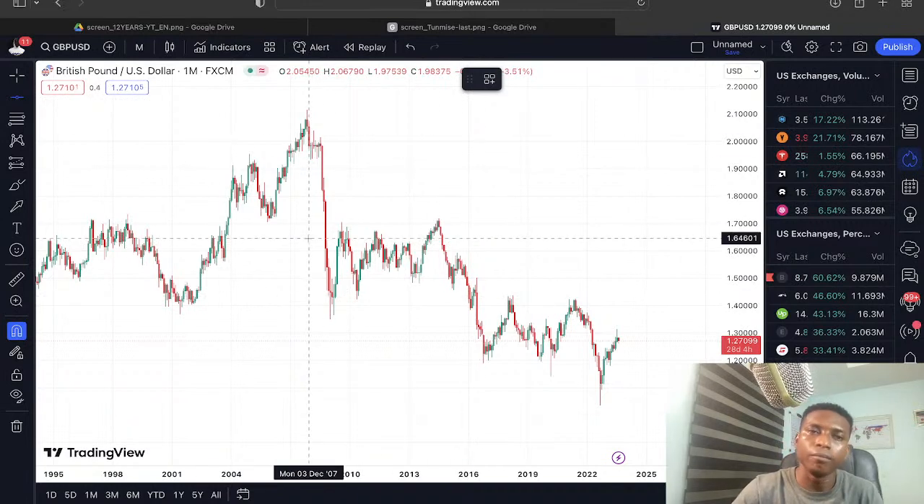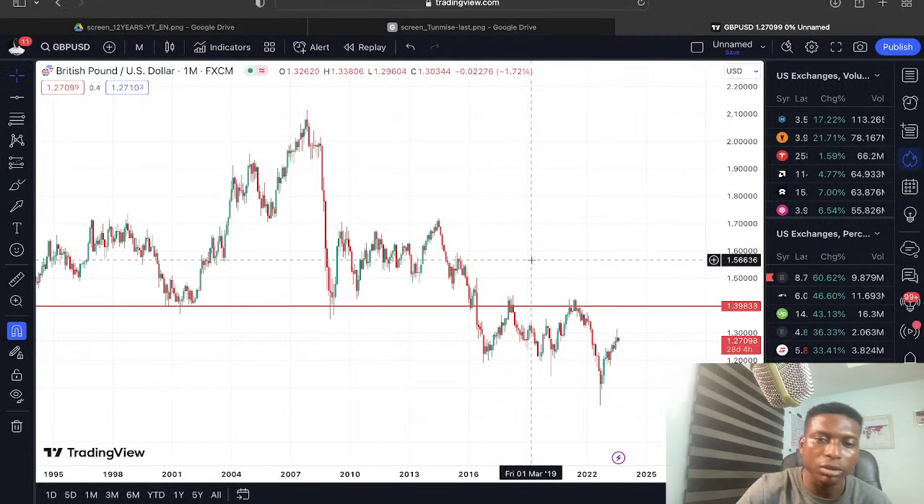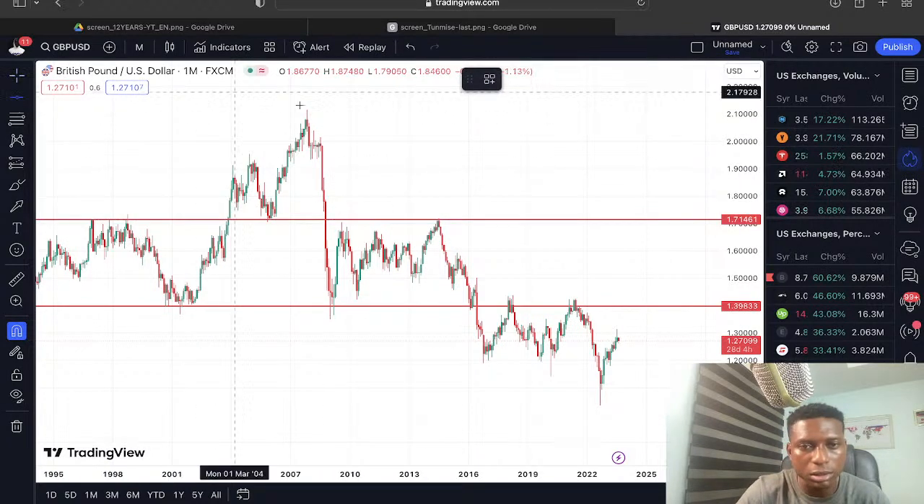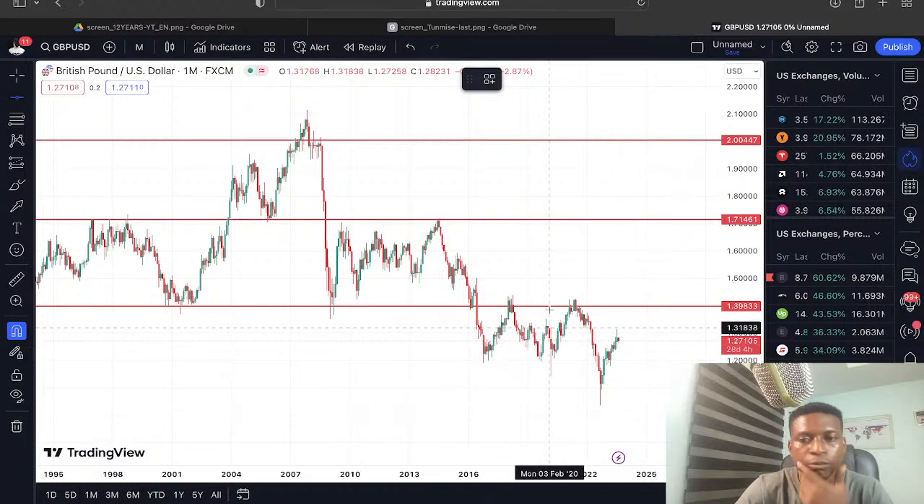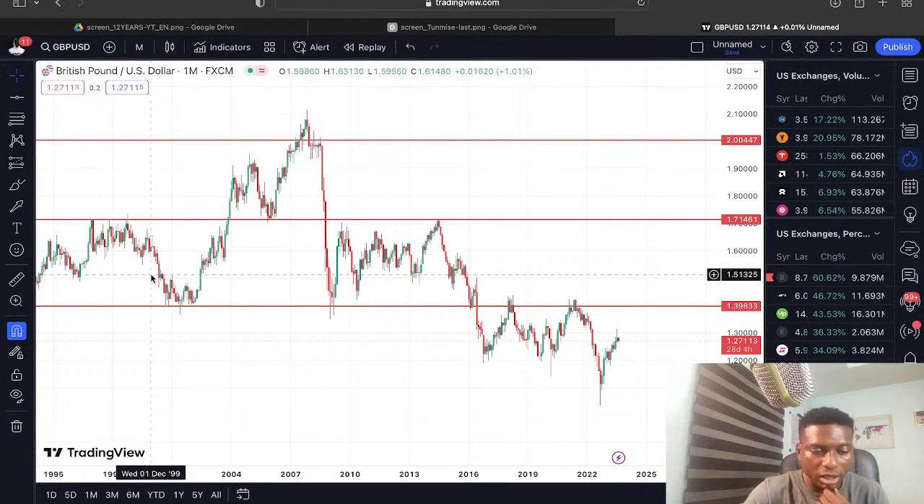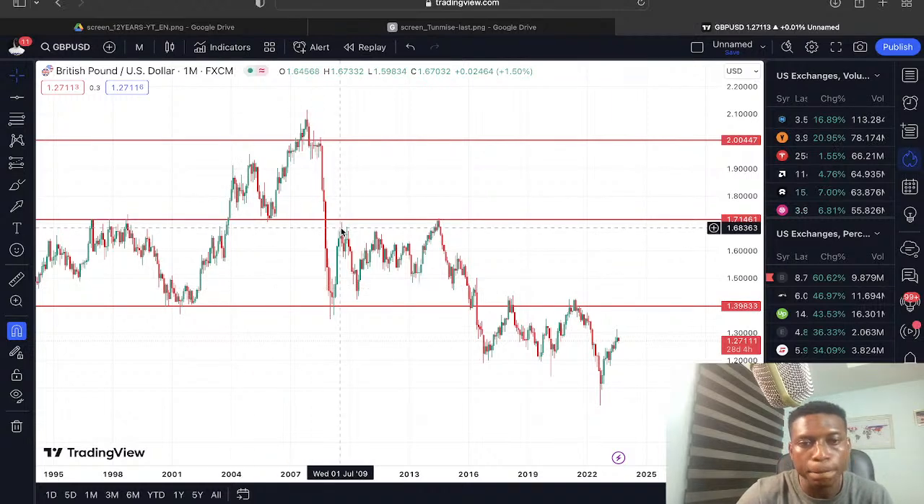So here is GBP USD, and first map out levels of support and resistance. Map all levels of support and resistance. Likewise, just like what we looked into in the EUR USD market, we can see clearly here.